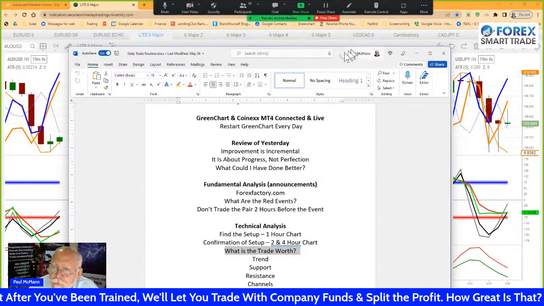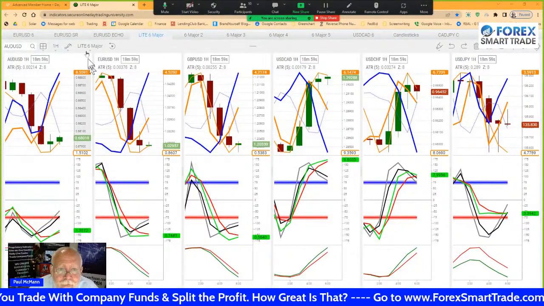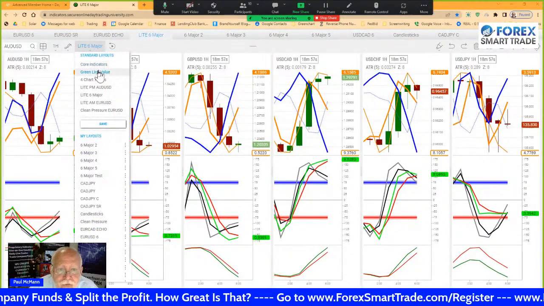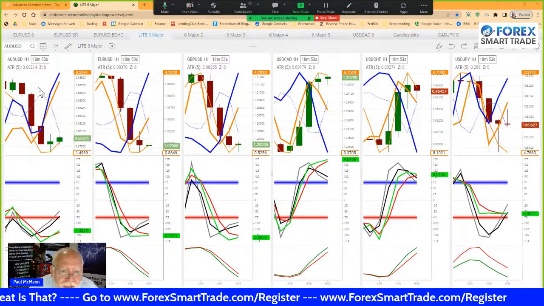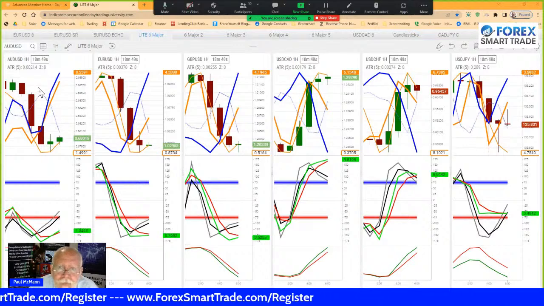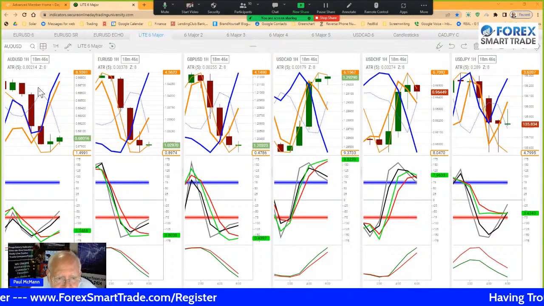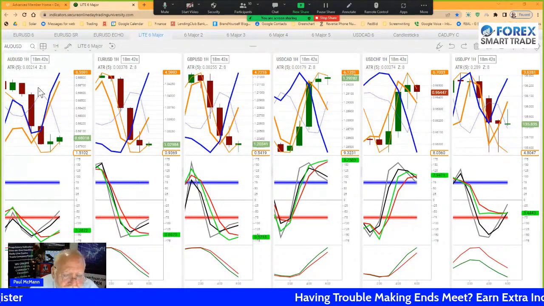what it's worth. So the chart I am using right now is something called the Light 6 Majors. It's one of the standard layout charts, and it is based on a 1-hour candle. Off of a 1-hour candle, we can find trades usually between 5 and 35 pips off of the signal.